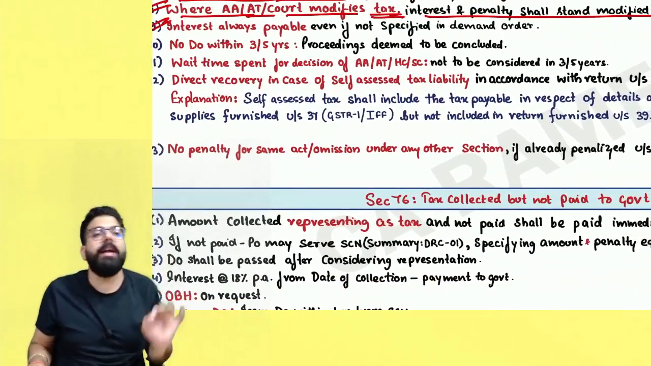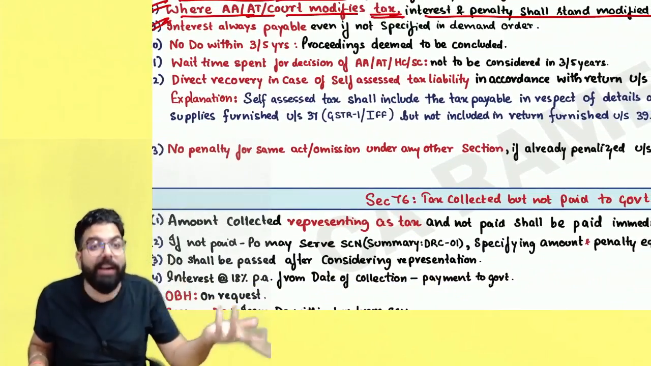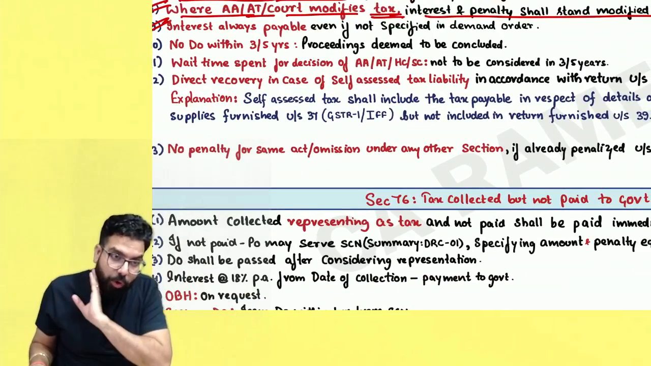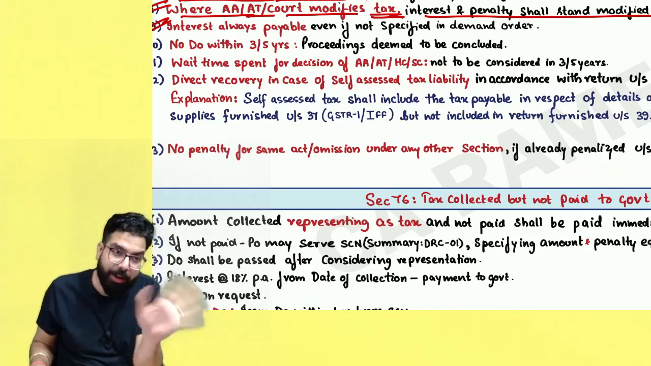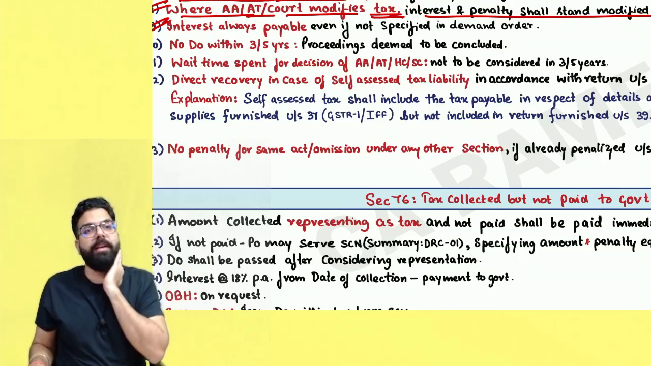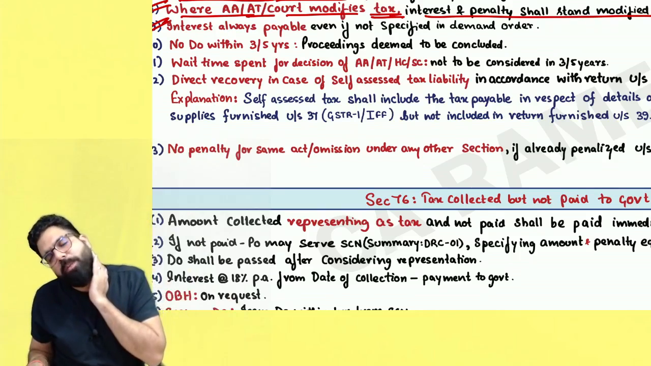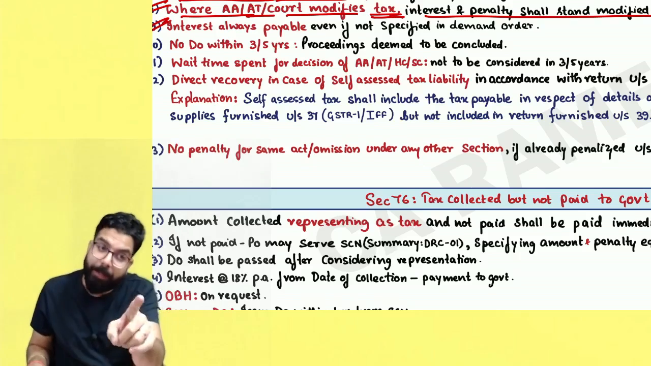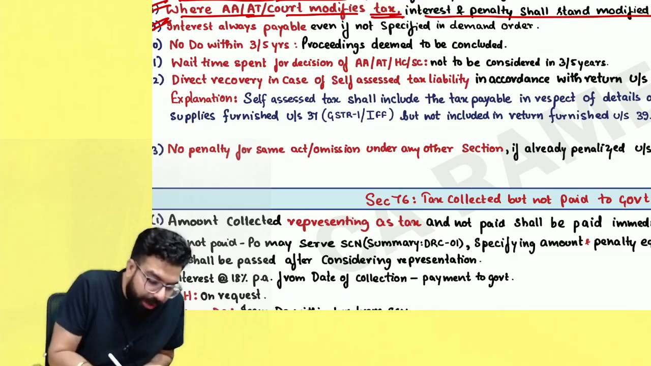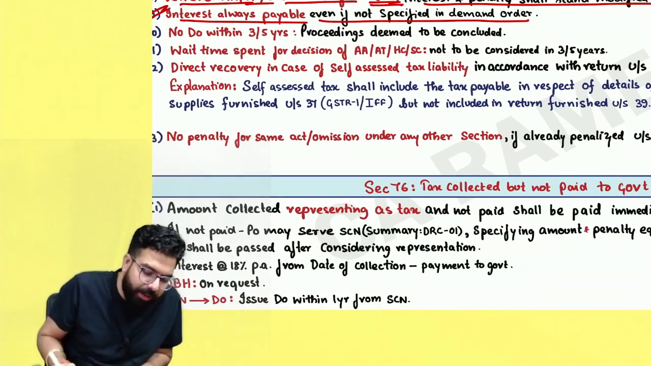Always remember, if in the demand order they forget to state the interest amount, interest has to be as told in the show cause notice, but interest cannot exceed what is told in the show cause notice. Even if they forget to tell in the demand order that interest has to be paid, interest is always payable by default at the rate of 18%. But penalty they can't forget. Penalty must be stated in the demand order. So interest is always payable even if not specified in the demand order.